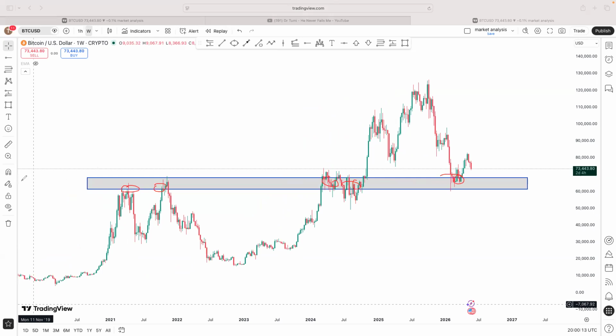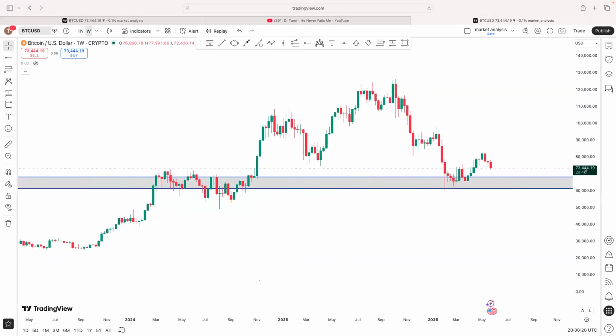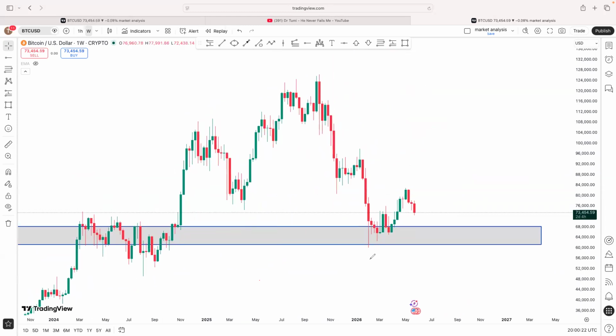Now, you have to focus on the current price. You have to do what? Focus on the current price. So where is the current price? Our current price is going to be this one.